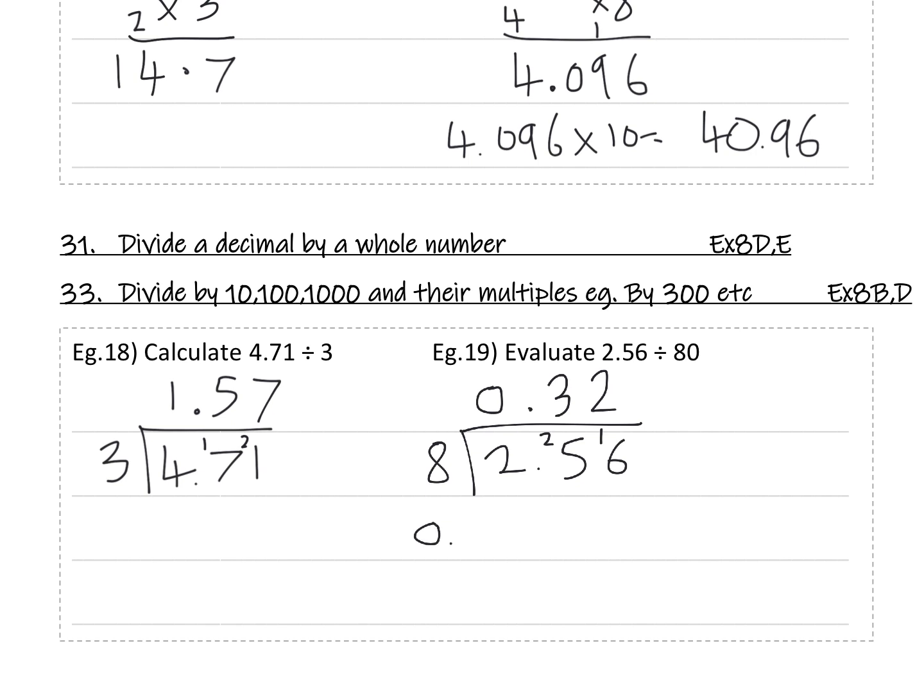So I've divided 2.56 by 8, and now I've got to divide it by 10 to divide by 80. And if you divide by 10, you're moving the decimal point 1 space to the left. 0.032.